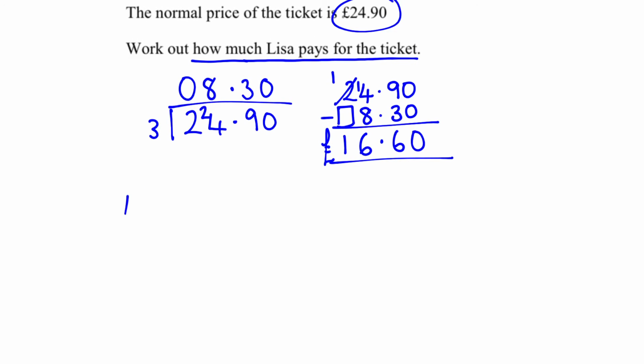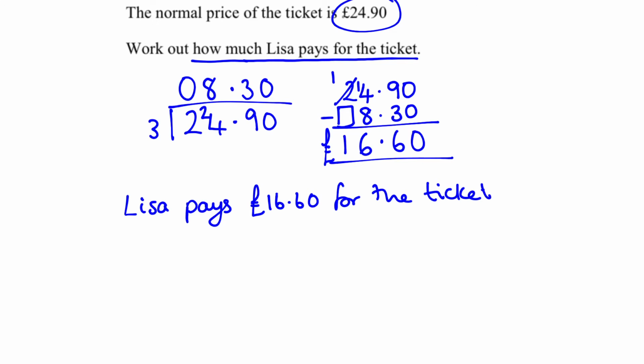Okay, we need to say Lisa pays £16.60 for the ticket. And if we write that little sentence at the end, it makes us look like we really know what we're talking about. It makes us appear confident. It proves that we've read the question and understood the question, and that we are able to express our answer in a helpful way.